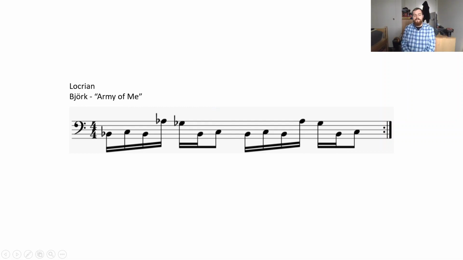Okay, so this comes from the Bjork song "Army of Me." The verses have this repeating bass line, and the melody actually also reinforces Locrian mode. I don't quite know what genre you would call Bjork, but in any case, it's a really cool song. You should definitely check it out. But let's go ahead and try to sing this.